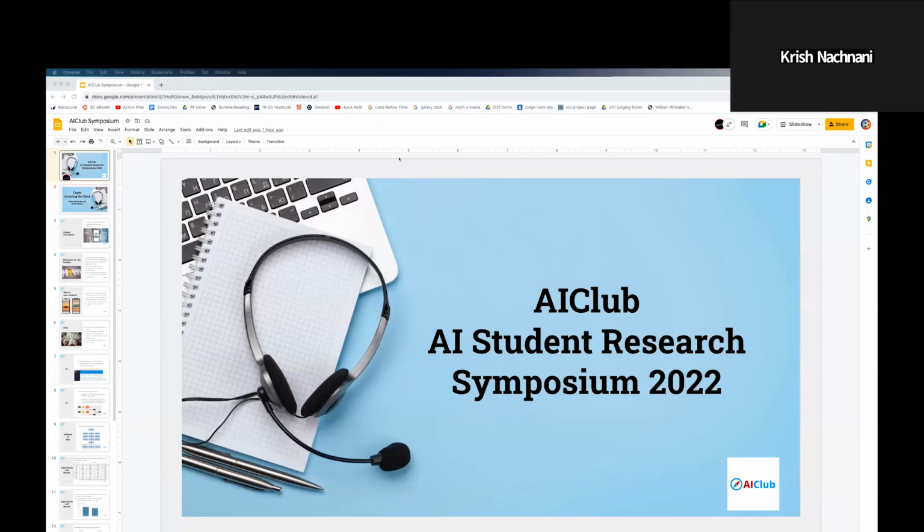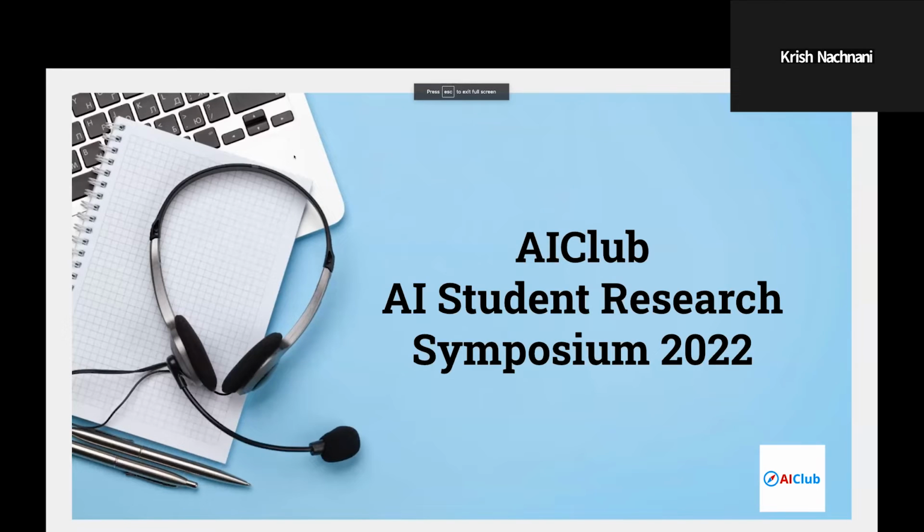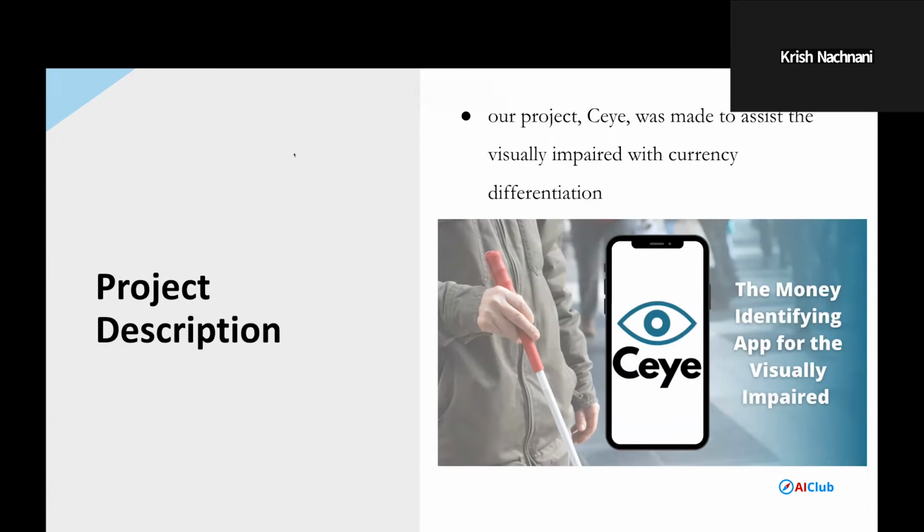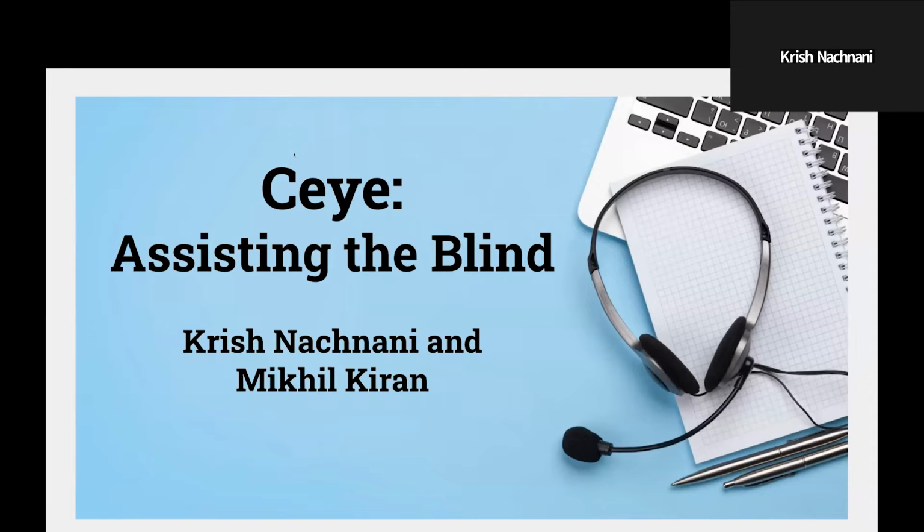I'm Krish, and this is my partner, Mikhil. Our app is Ceye, an app that assists the blind. So what is our project? Well, our project, Ceye, was made to assist the visually impaired with currency differentiation.